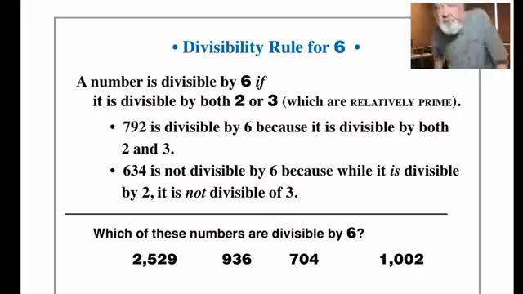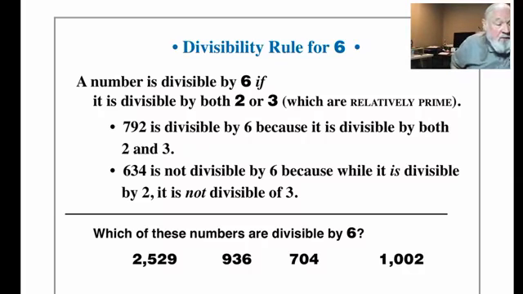Okay, and seeing 936, which is correct. How about the first one there, 2529? Well, can't be divisible by 6 because, first of all, it's not an even number. So if the 2 rule doesn't work, then immediately we don't have to go any further. How about 704? Let's see. Well, it does end with an even digit, so it's divisible by 2. But when we add the digits, it adds up to 11, which is not divisible by 3. So the 704 will not be divisible by 6.